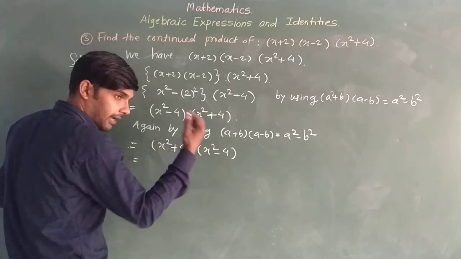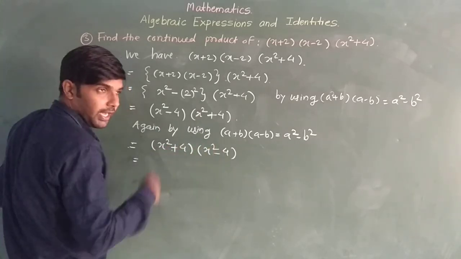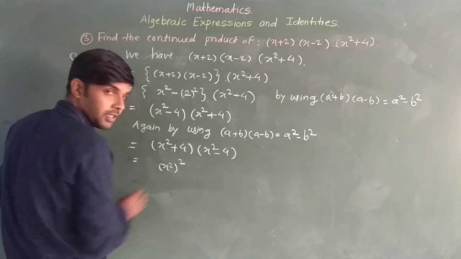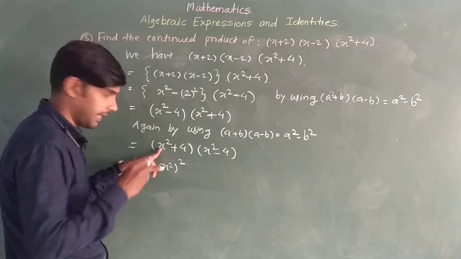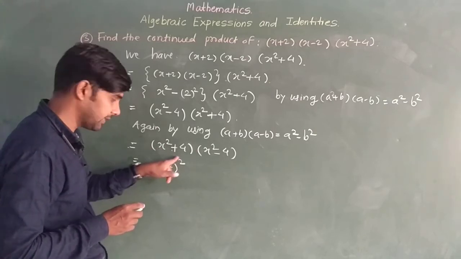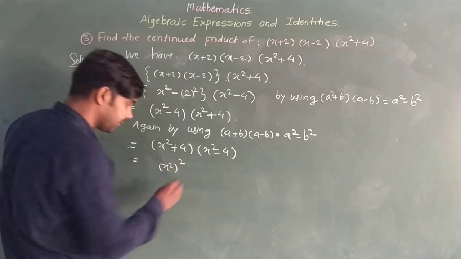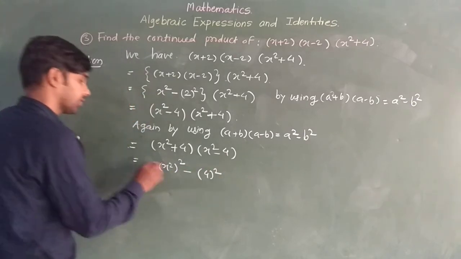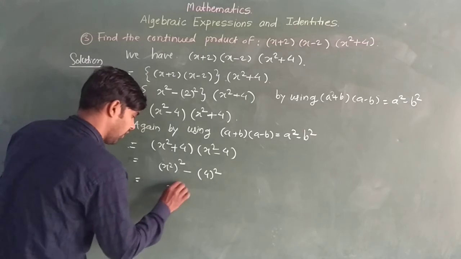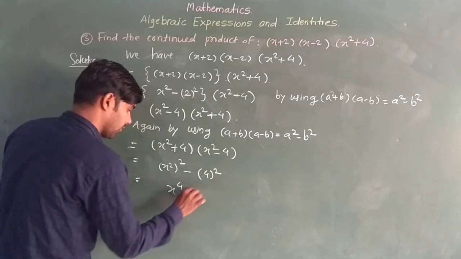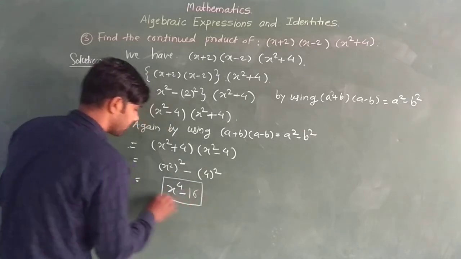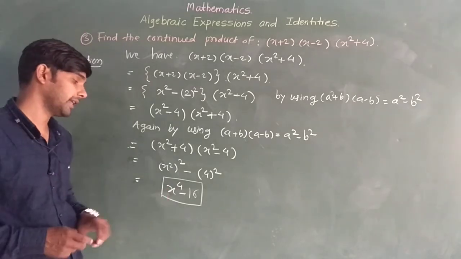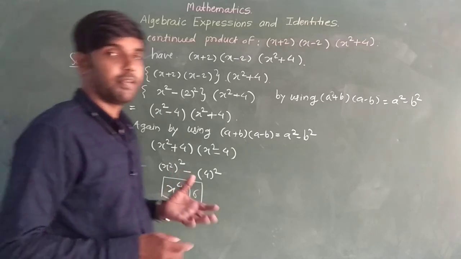So a plus b, a minus b gives a square minus b square, so we write the square of x square minus 4 square. Here a is equal to x square, so a square means the square of x square. The square of x square is x raised to 4, minus 4 square is 16. So the answer of this question is x raised to 4 minus 16. Got it? It's very simple.